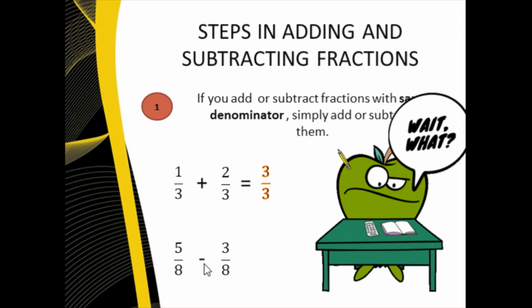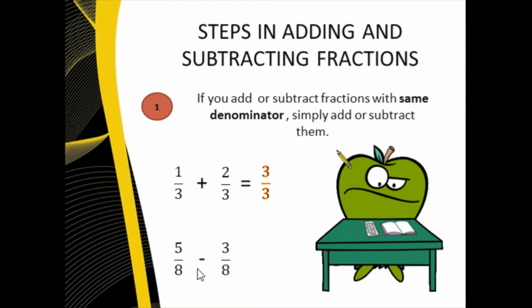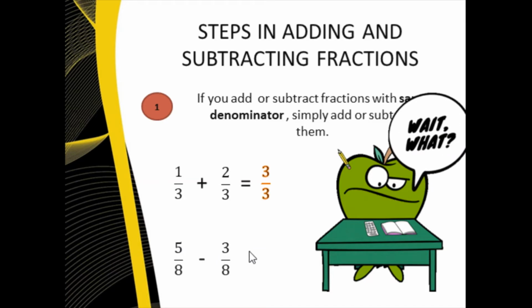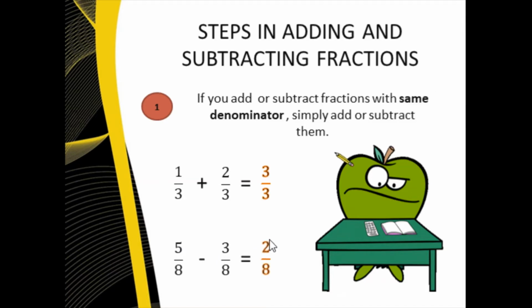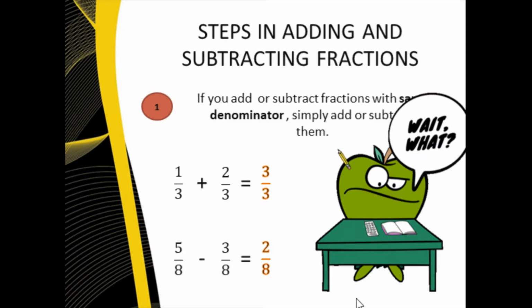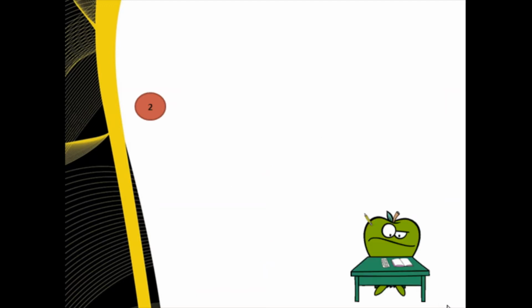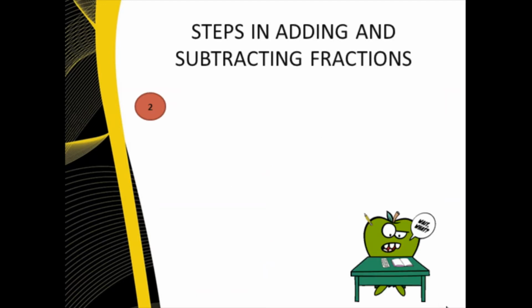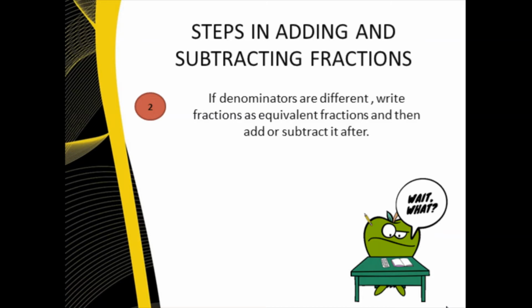Same case with subtraction. If we subtract fractions with same denominator, just subtract the numerators and copy the denominators. 5 minus 3 is equal to 2/8. That's the first step. Second, we go into the different denominator. If denominators are different or not the same, write fractions first as equivalent fractions before you add or subtract it.